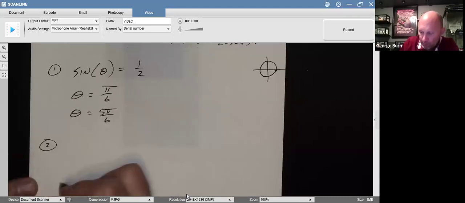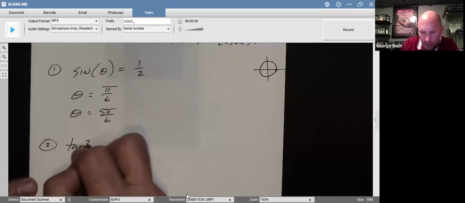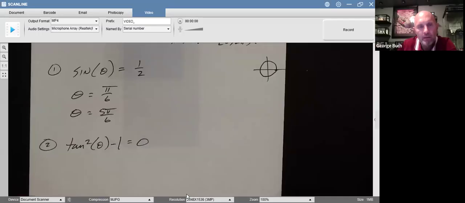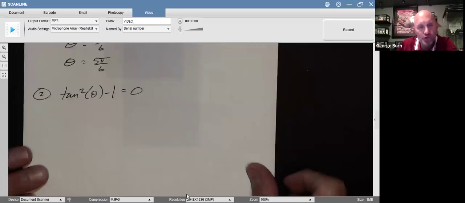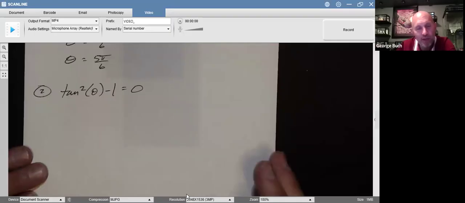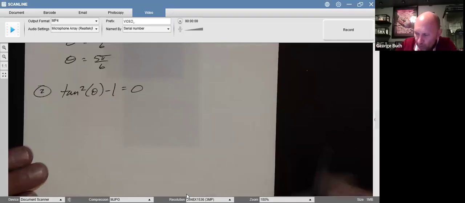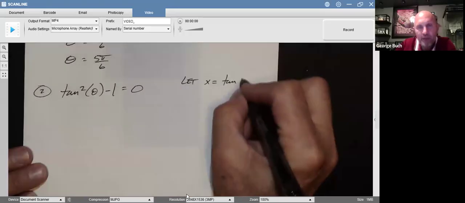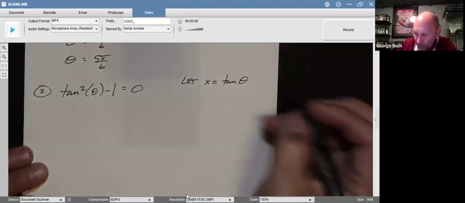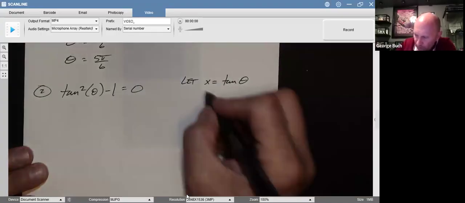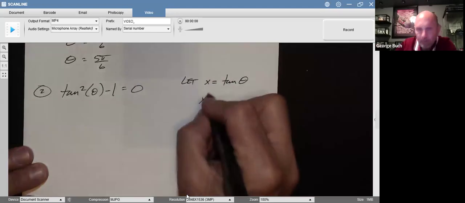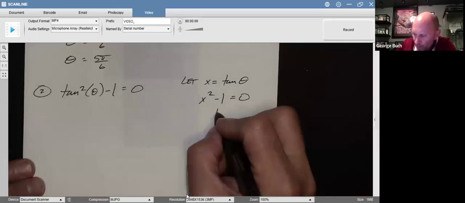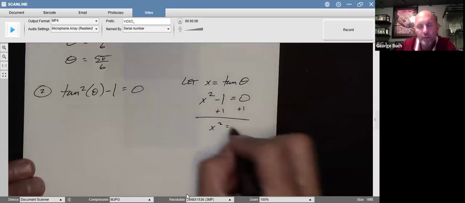Second example, let's say we have tangent squared of theta minus 1 is 0. So let's do substitution. Again, for a lot of people, that seems to make things clearer. So I'm going to say, let x equal tangent of theta. That's the substitution I'm making. So tangent squared minus 1 means that this thing is really x squared minus 1 is 0. So I add 1 to both sides. I get x squared is 1.